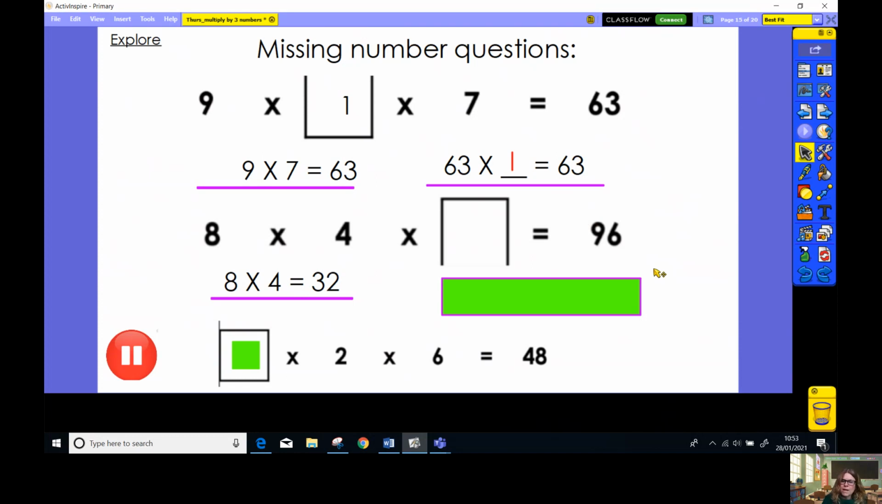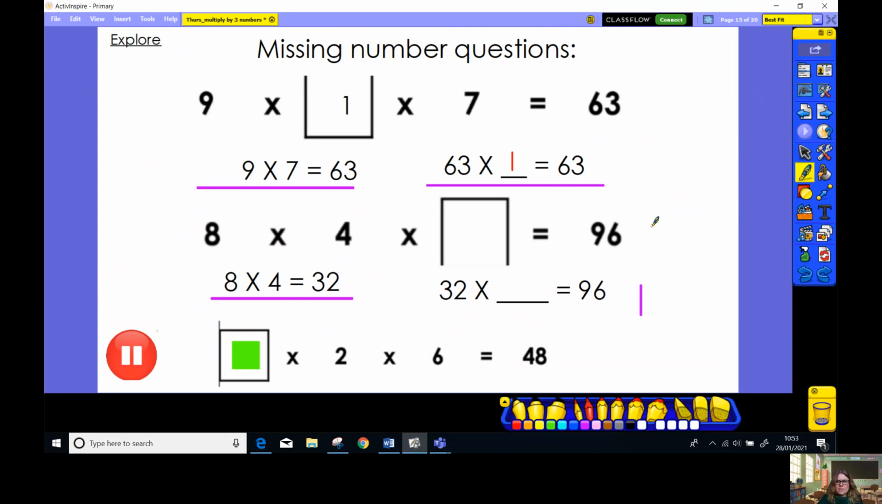Why don't you pause the video now and have a think? What would you multiply 32 by to make 96? Let's see if you're right. So 32 multiplied by a missing number equals 96. Well, let's have a think. I'm going to partition my number here. So first of all, I'm going to do 30 multiplied by a missing number to make 90.